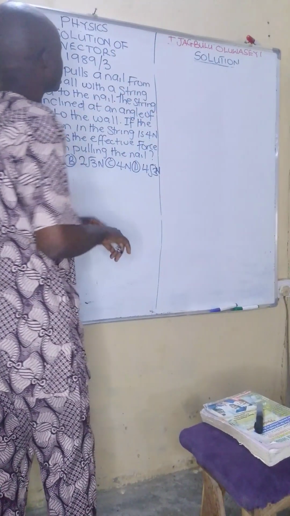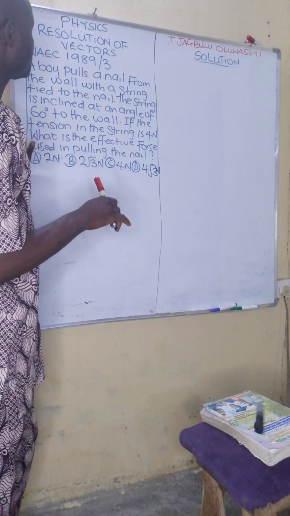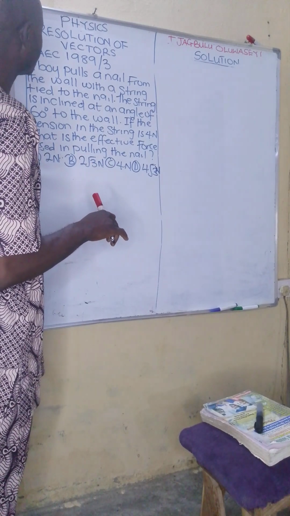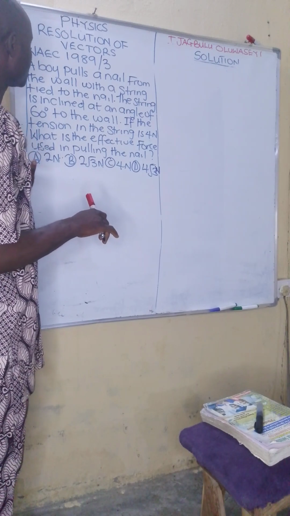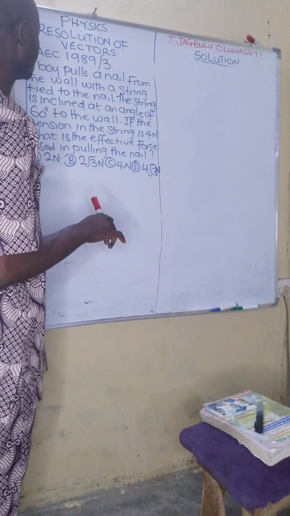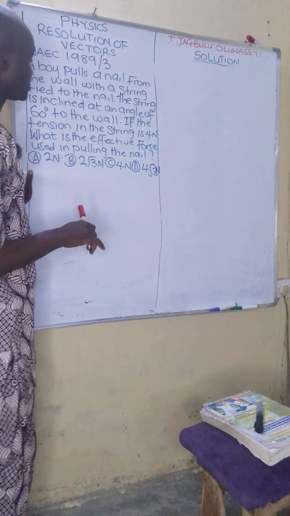Today's subject is physics, and the topic is resolution of vectors. To get the understanding of this, we will use a WAEC past question taken from the year 1989, question 3, objective. So the question reads as follows.